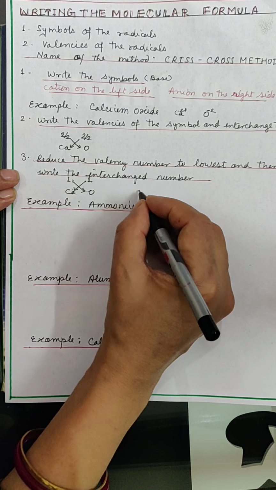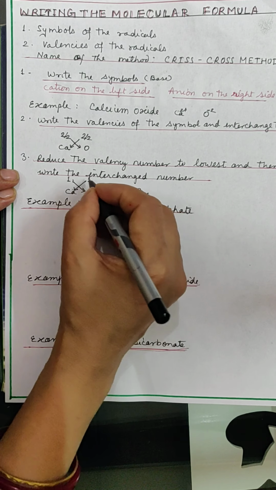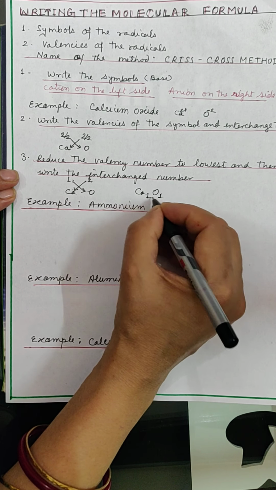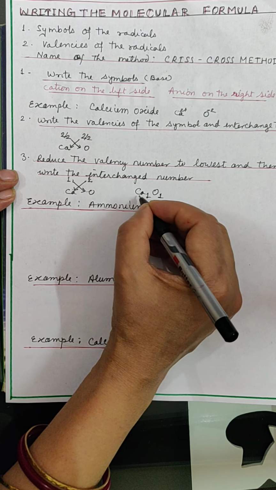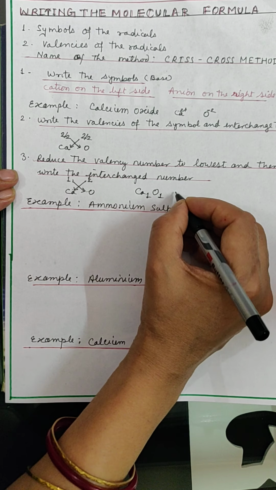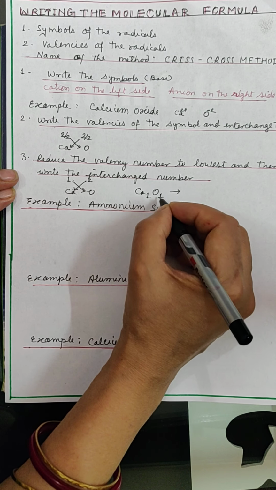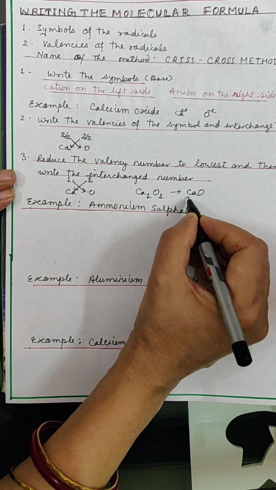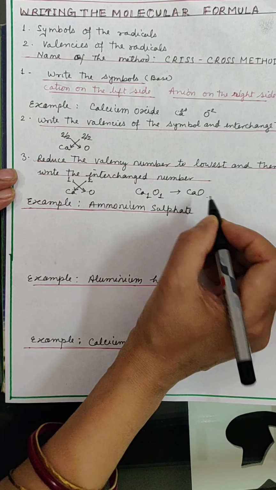It means Ca1O1. But actually, 1 we need not mention. So we can skip this step and directly write CaO, because in a formula the number one is not mentioned.